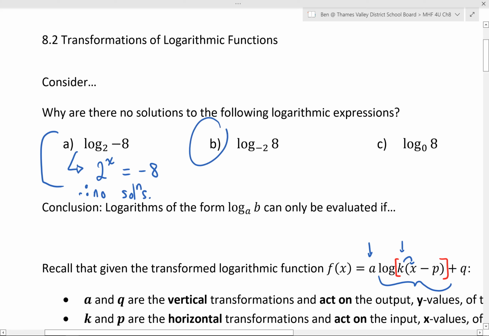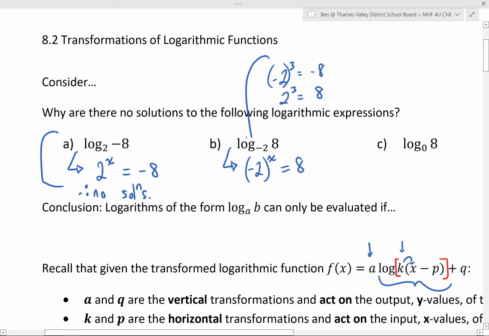All right, let's look at B. Again, we can write this in exponential form. Okay, so -2 is the base. There's an unknown exponent, and it needs to equal 8. Well, no matter how I apply my exponent here, I know that -2 to the power of 3 equals -8, or I know +2 to the exponent 3 equals +8, but there's no way to find a -2 base with an exponent to equal +8. So there are, again, no solutions.